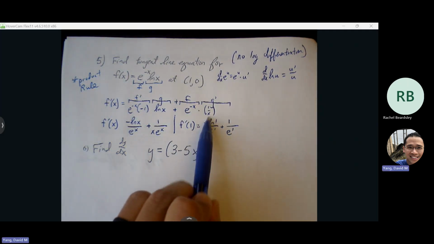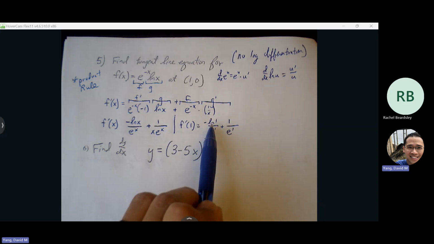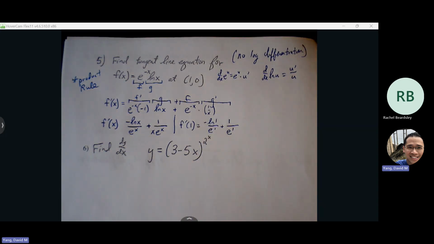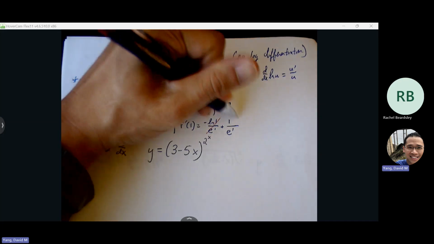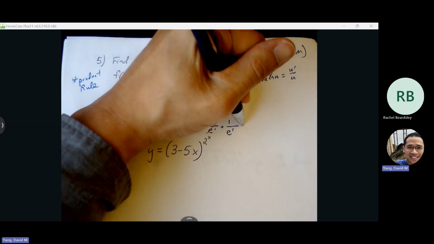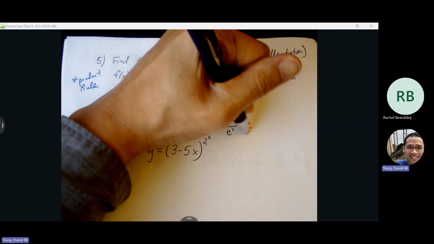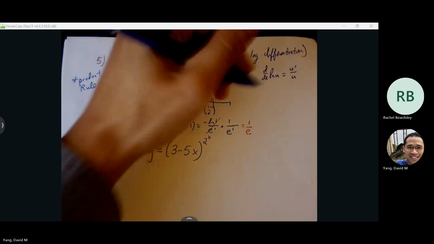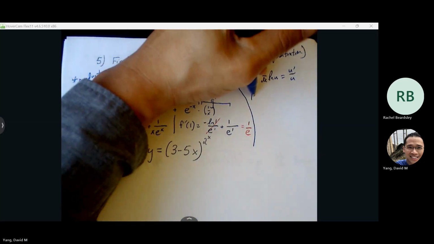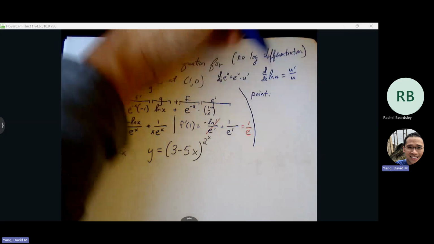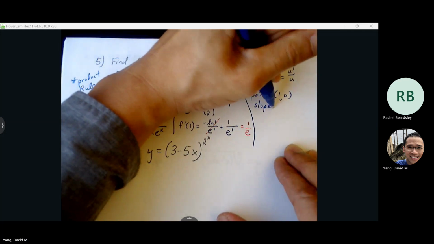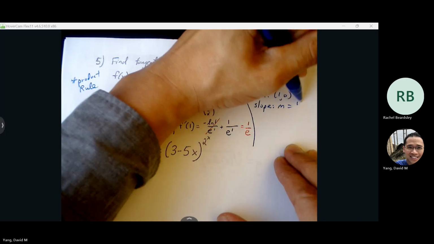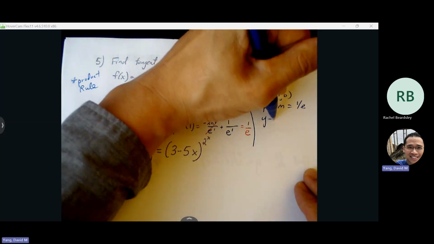You can leave this as your slope. That's fine. I just know that natural log of 1 is 0. So I'm just going to do one step of cleanup here and wipe it out. But if you don't, it's okay. You can leave all this and just have that be your slope. I'm just going to let my slope be 1 over e. All right, so I have my ordered pair. I have my slope. Now point slope form.